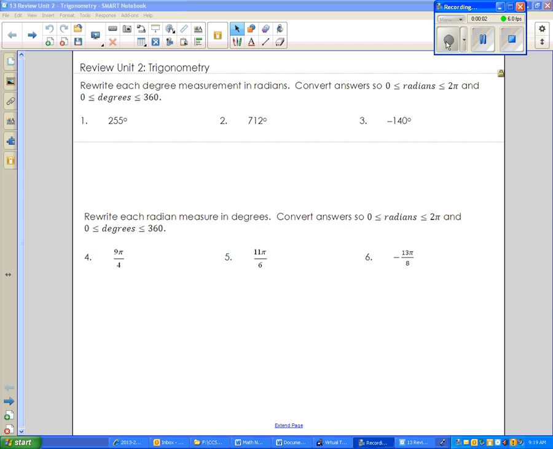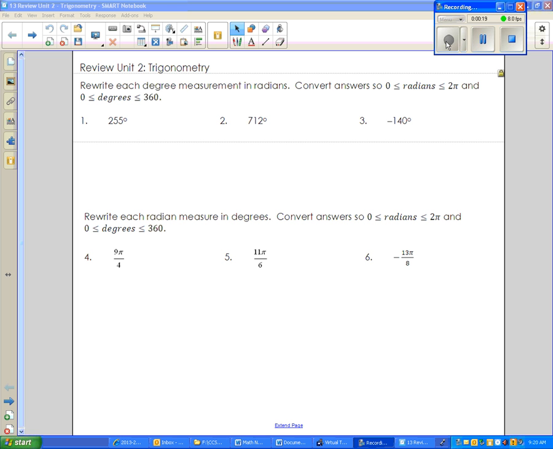Everybody, I am going to spend some time going through the Unit 2 Trigonometry review with you so that you are ready for our unit test on trig. The first couple of problems deal with conversions from radians to degrees and degrees to radians.